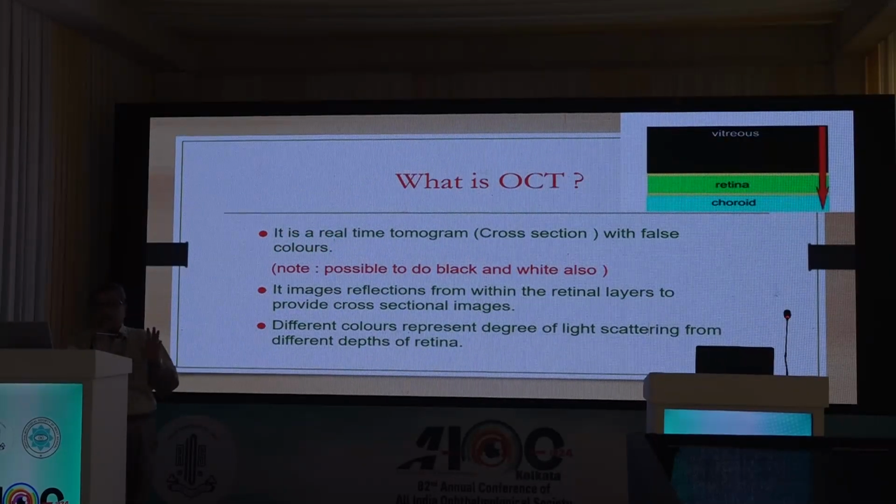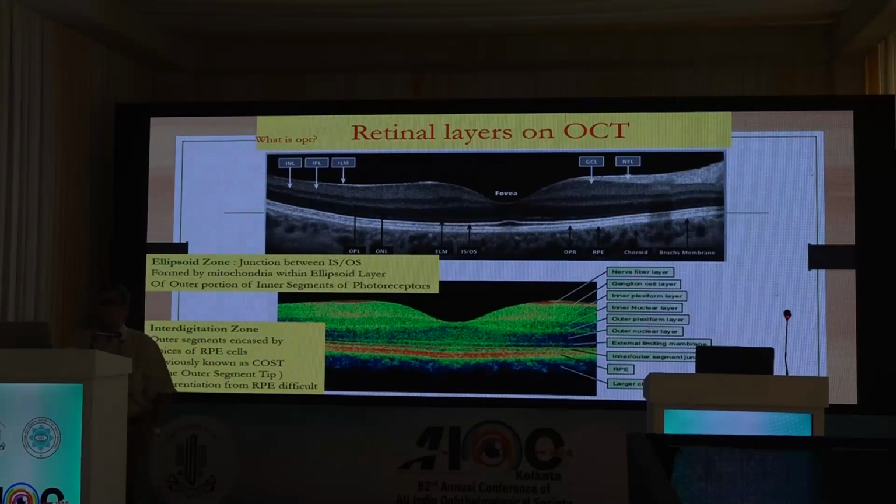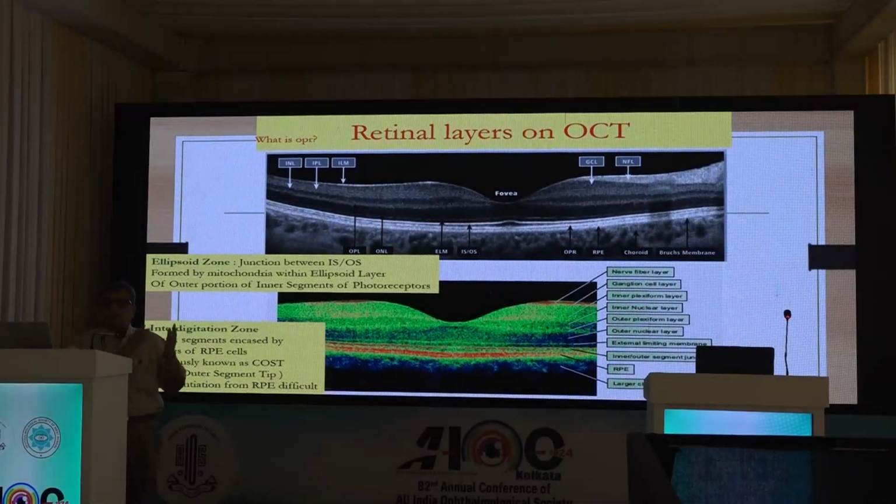Now, what is an OCT? The OCT is actually a real-time tomogram. It's a cross-section with false colors. So you can do it in black and white also, but either way, either pseudo colors can be used or black and white. It basically images the reflections from within the retinal layers to provide these cross-sectional images. That's because of interference at each level, and the different colors represent different degrees of light scattering from different depths of the retina. Now, if you look at this, this is actually like seeing a histological picture of the retina.